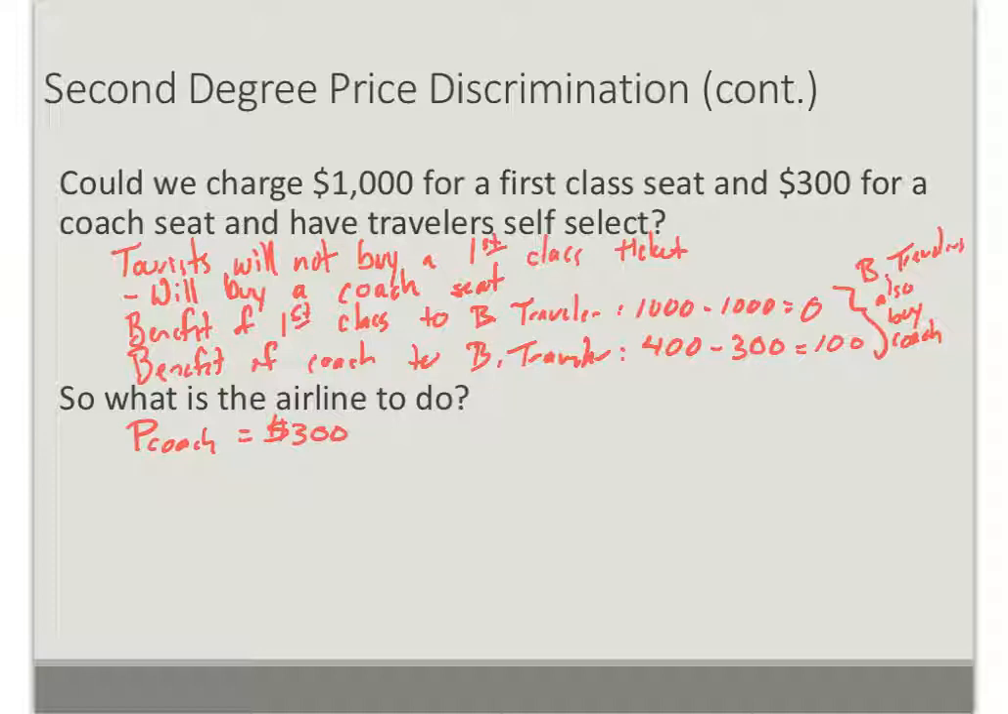If we set it under $300, we'd be serving both groups, but we'd be giving up money because the tourists are willing to pay $300. So if we charge under, we're just giving them consumer surplus. So let's take all their consumer surplus by charging $300. Okay, then we have to think about, and the problem we ran into above is, we want the business travelers to select a first class seat.